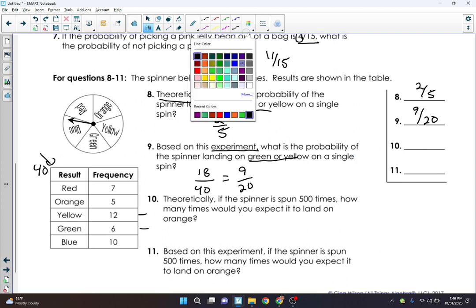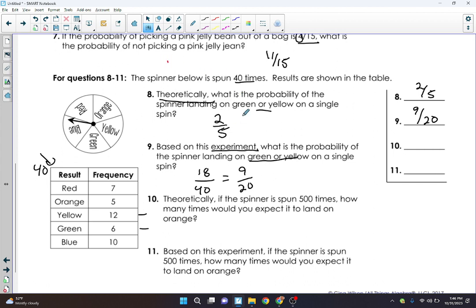If you need to compare the two, what you want to do is change them both to percents. The best way to change something to percent is divide the top by the bottom. If you take your calculator and do 2 divided by 5, you get 0.4. 0.4 as a percent is 40%. Okay? Over here, if you did 9 divided by 20, you would get 0.45. As a percent, that's 45%.